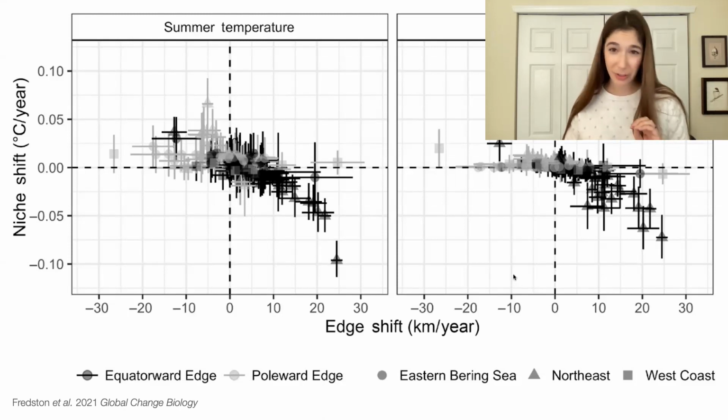But what I want you to focus on is actually the y-axis, which shows how much the temperature experienced at that range edge changed over time. If these edges were all perfectly tracking temperature, either summer temperature or winter or both, those dots would fall entirely on this zero horizontal line. You can see a lot of them are clustered there. There is a strong relationship between edge position and temperature, but there's also a huge amount of variation.